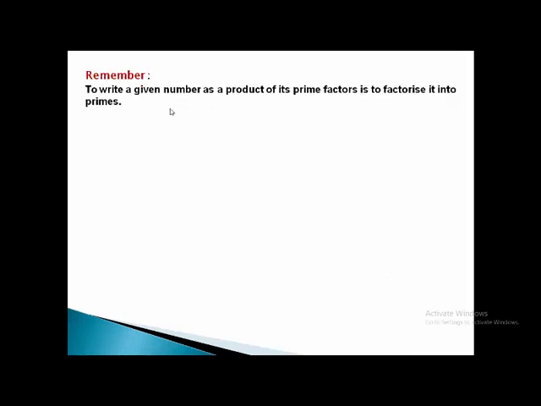To write a given number as a product of its prime factors is to factorize it into primes. Means whenever a number is given, we have to write all its prime factors in the product form. Let's see in this example. Write each of the given numbers as a product of its prime factors.